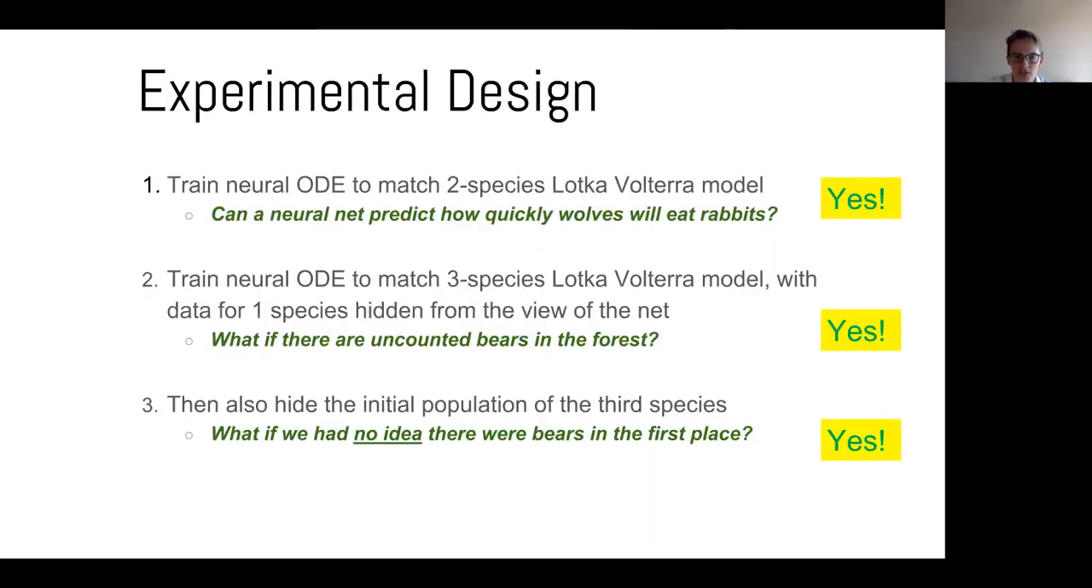So we've successfully proved all of these. Neural ODE can match a 2-species Lotka-Volterra model. It can match a 3-species one, even if some of the data is hidden from it. And it can match a 3-species model with an entire component of the problem hidden from its view, which you couldn't even write down with a normal equation. Systems like the weather, for example, might not have real equations because of their complexity, and there could be unmeasured variables that we don't think play a role. But a neural ODE can actually learn to simulate systems like this anyway.